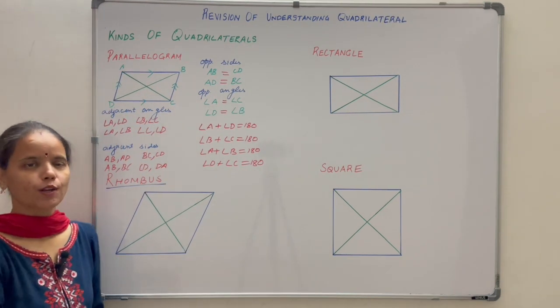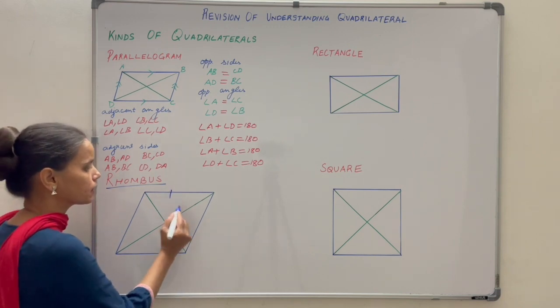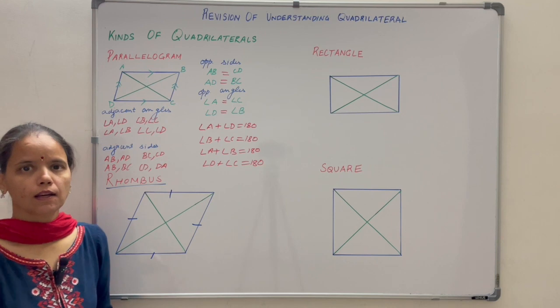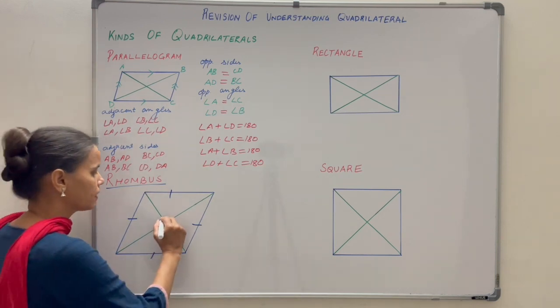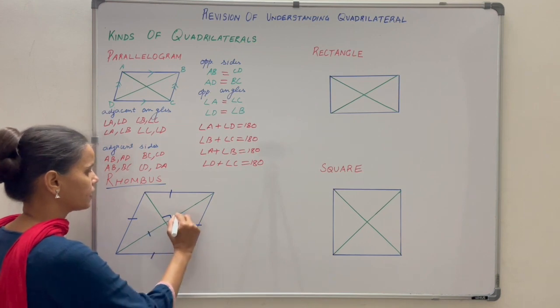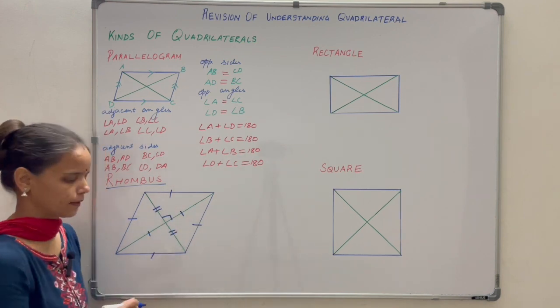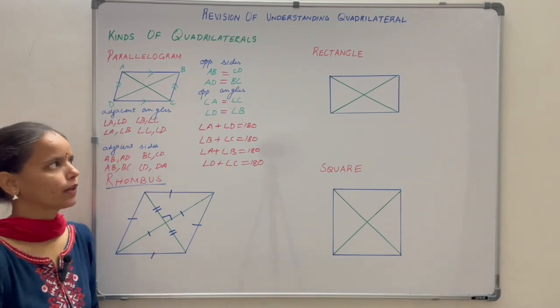Now rhombus. Rhombus is a special parallelogram. It has got all the sides equal and the diagonals, they bisect each other at 90 degrees. So this length is equal to this length and this length is equal to this length. It has got all the properties of parallelogram.